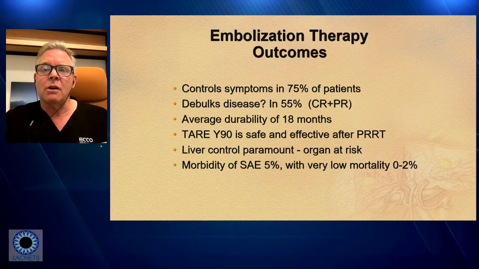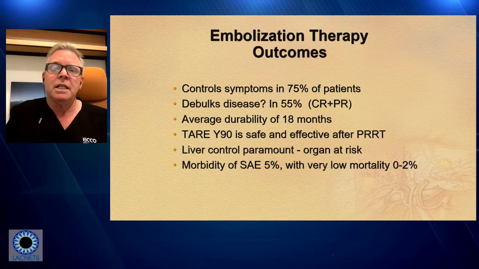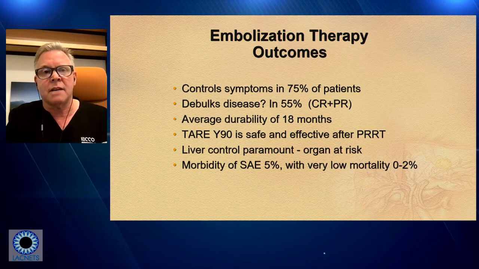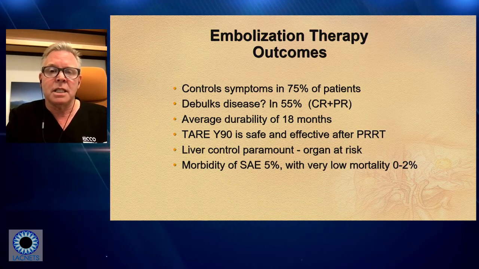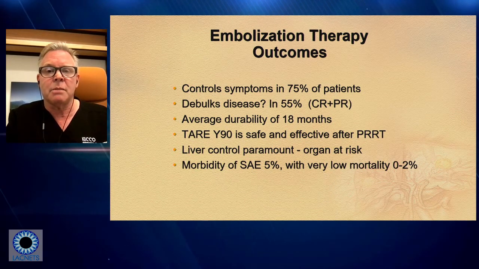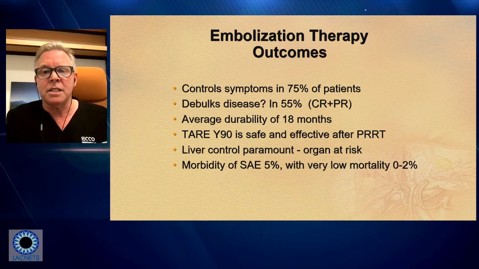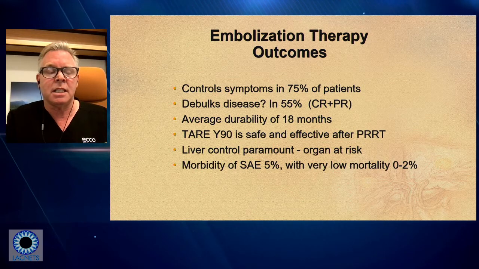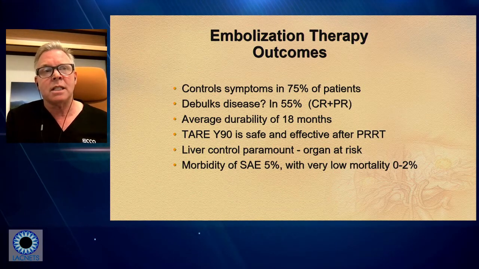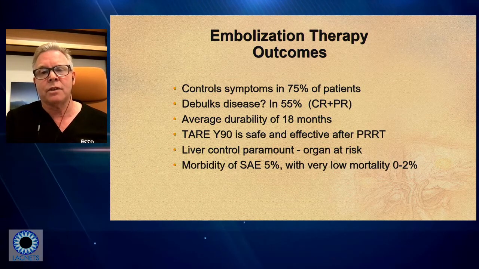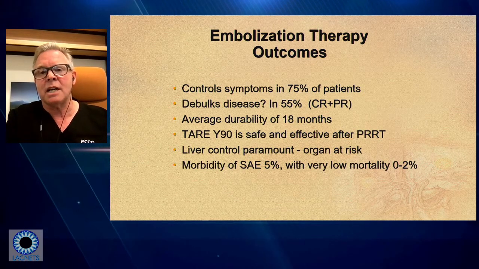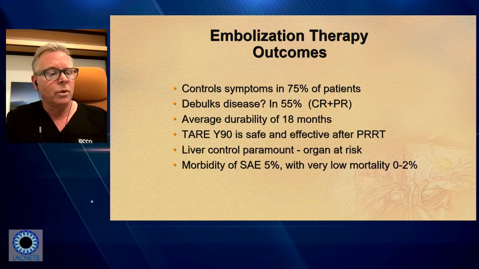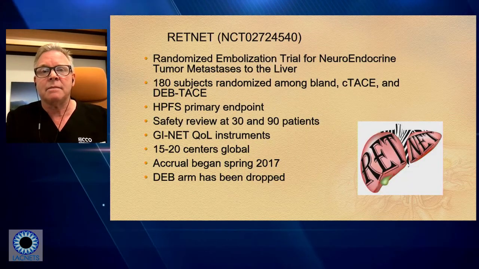So if we look at the outcomes from embolization therapy, it does control symptoms in 75 to 80% of patients. We are good at debulking the disease, and the durability is somewhere between 18 and 30 months. Y90 is safe and effective after PRRT, and really what we're trying to do is keep the liver as healthy as we can for as long as possible. Morbidity or serious adverse events is relatively rare with a very low mortality rate.